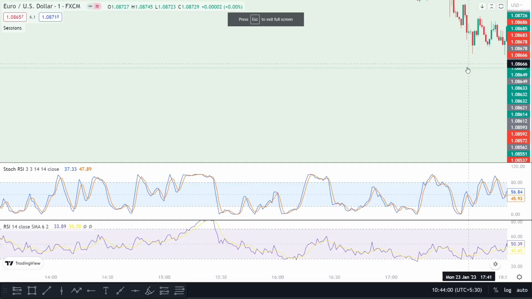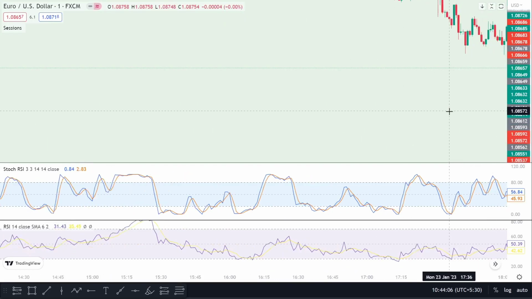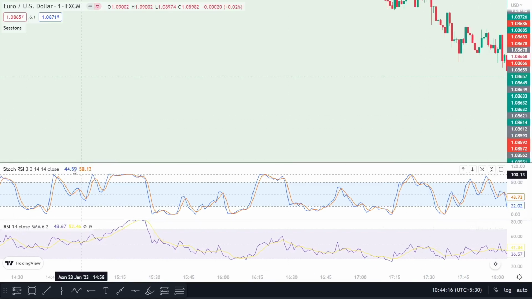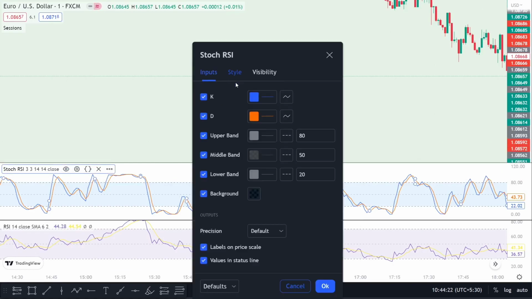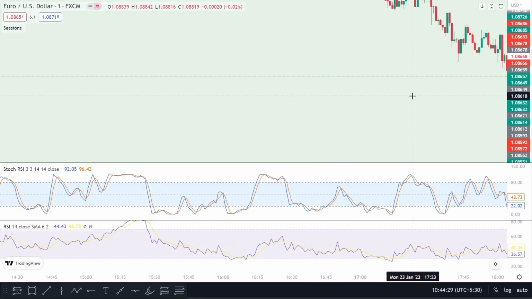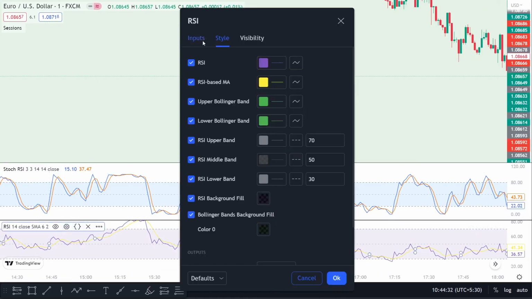Okay, hello everyone. Today I'm going to share with you a new, simple trading strategy. The strategy is based on two indicators, mainly the RSI and the stochastics. For the stochastics, you should set the inputs like this, and for the style, the upper band should be at the 80 level and the lower band at the 20 level.